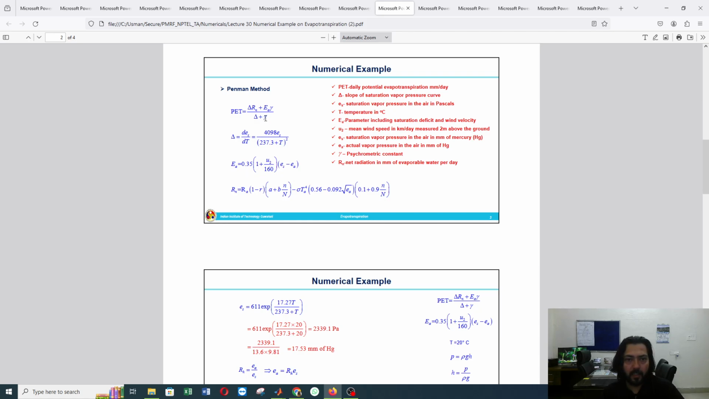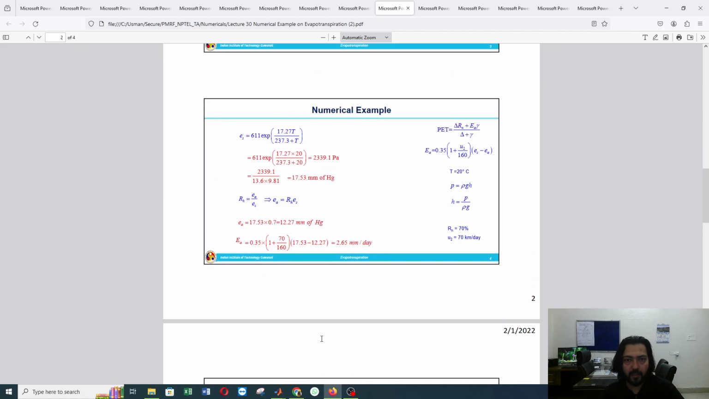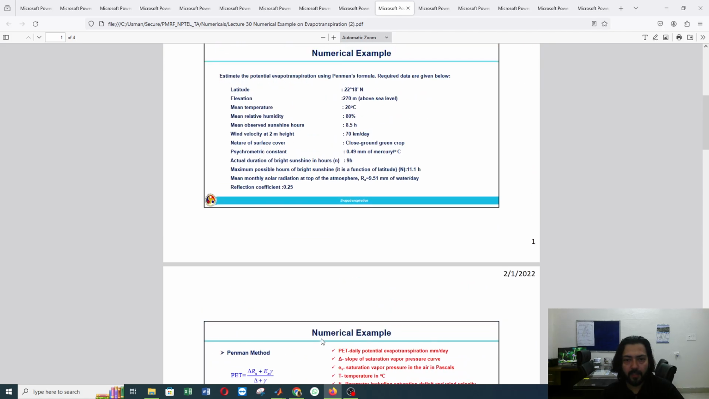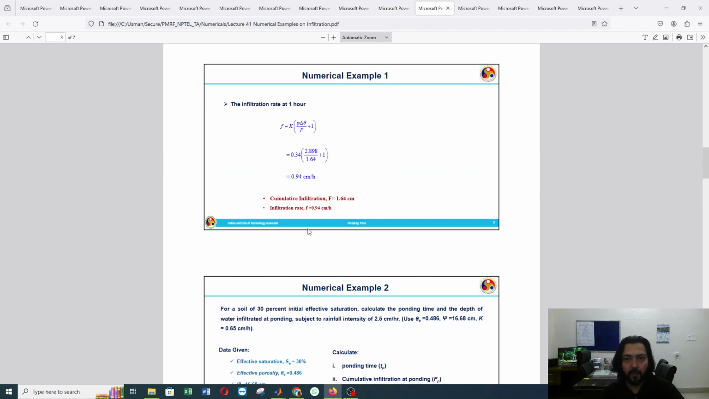Then another thing is gamma, the psychrometric constant, which is given to us, and the last important thing is to calculate net radiation. In order to calculate net radiation, we have to use this equation. So we have seen this numerical. I would suggest you practice this kind of numerical once, because they have quite a long equation. Then we talked about infiltration.